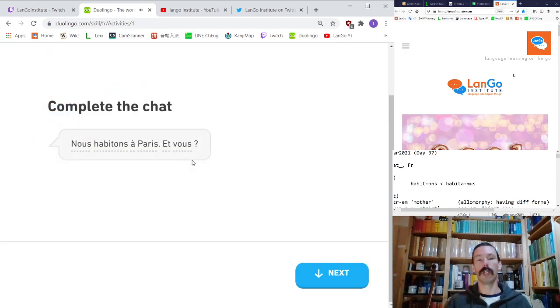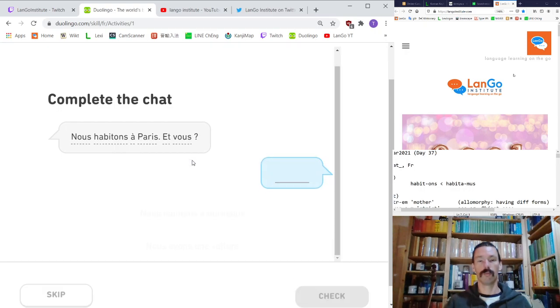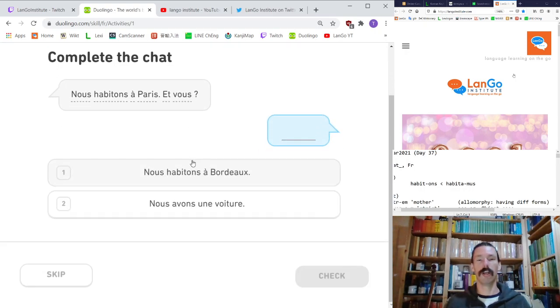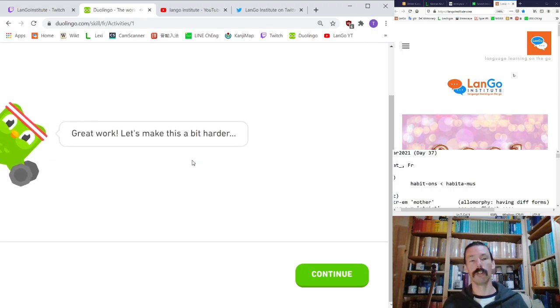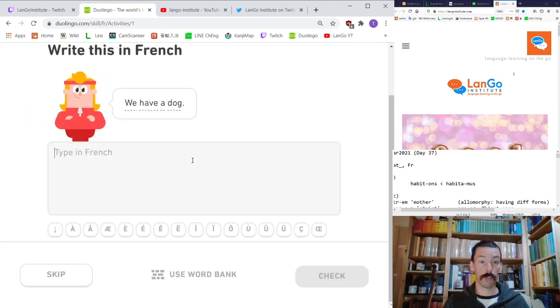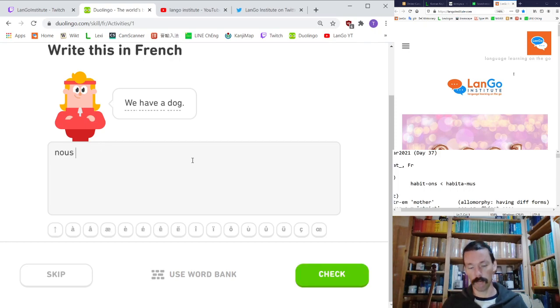Nous habitons à Paris, et vous? Nous habitons à Bordeaux. If you want to say something relevant, tell where you live and not that you have a car. Let me translate everything that we see, though, for those of you who are new to it. Otherwise, what's the point? We have a dog. We have the same word order in French. We, nous. We have, avons, a dog. Meaning one, indefinite, un, just like the number one, and dog, chien, spelled like that.